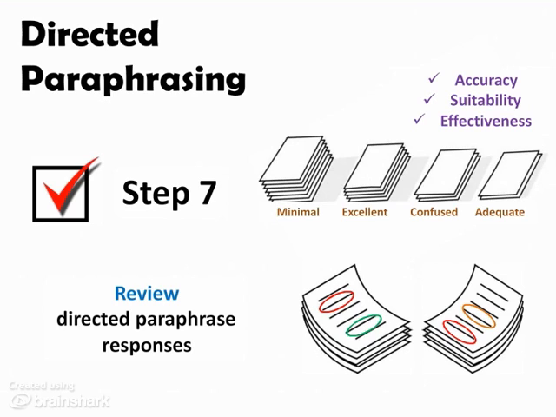Another way to review the directed paraphrases is to pick out the clearest and muddiest points, circling them with different colored pens, and then looking for patterns that might indicate clarity or confusion.